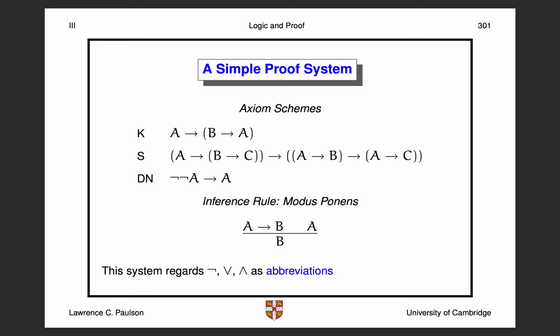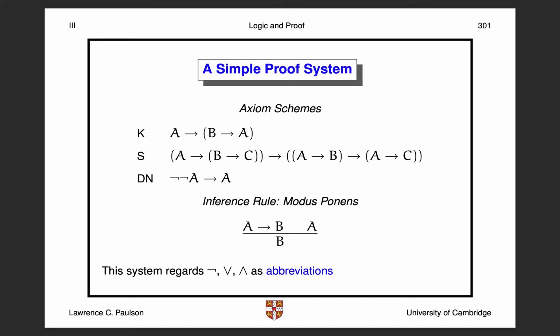Now, axioms K and S will look pretty weird to you, but at least axiom Dn, which stands for double negation, should be pretty obvious in what it's telling us. That is to say, not not A implies A, and we have a copy of that for every formula A.